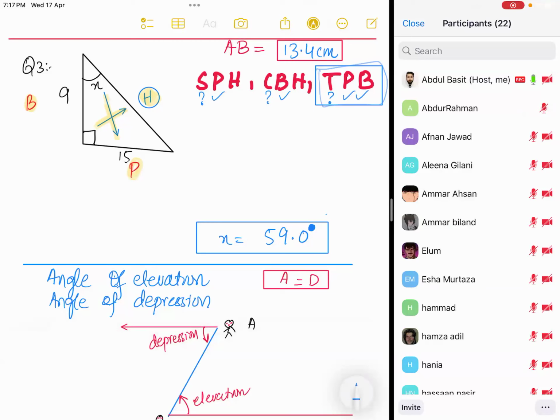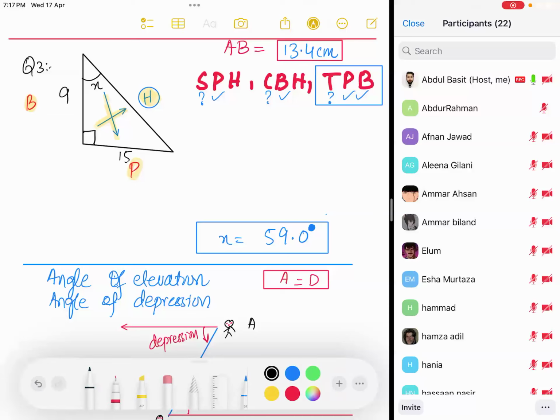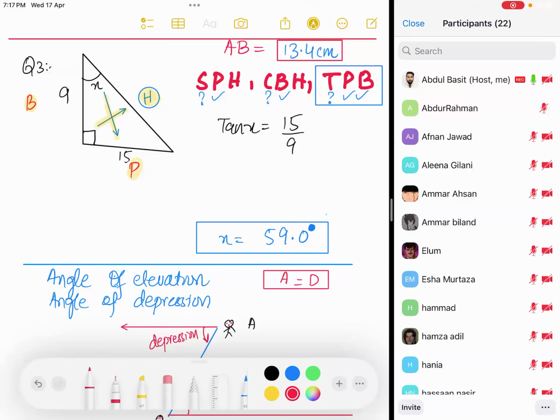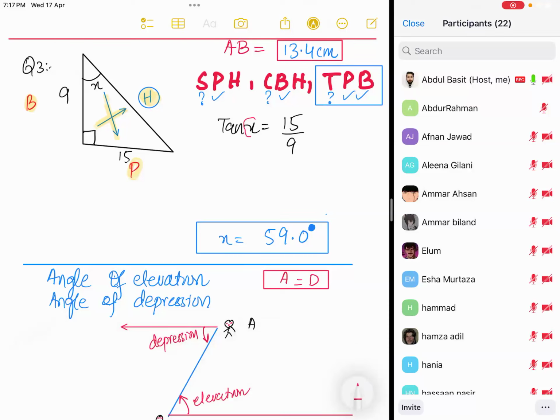You can shade or circle it, your choice, however you like. So tangent x is equal to perpendicular, which is 15, and base is 9. Now, what happens if you write 9 by 15? You will get the wrong answer. Got it? So the demand of the question is finding x. So tan will go there and will become tan inverse. Tangent inverse of 15 by 9. So what is the answer, bacha? Tangent inverse 15 by 9. Answer is right here.